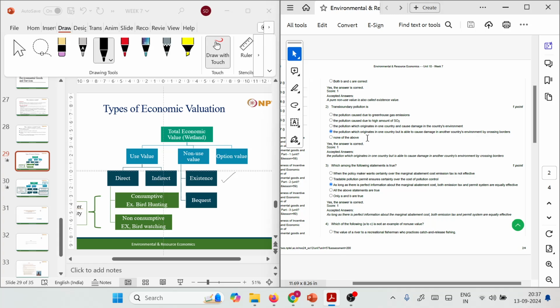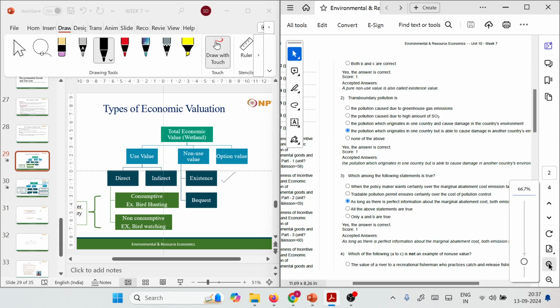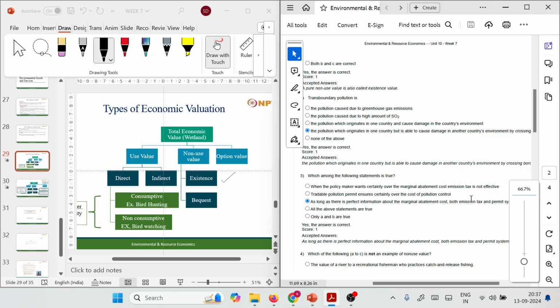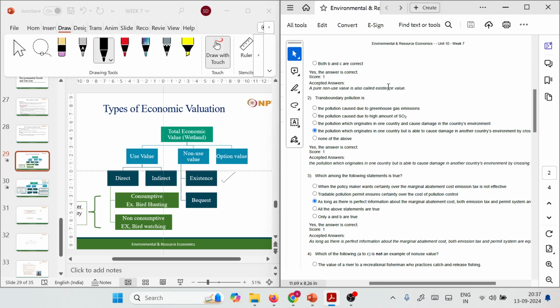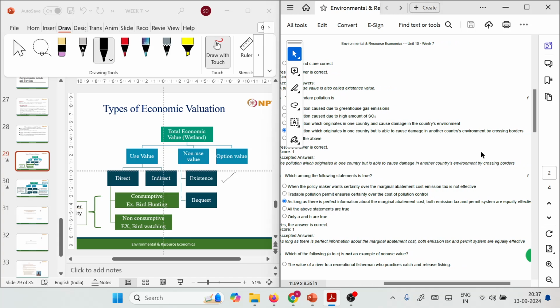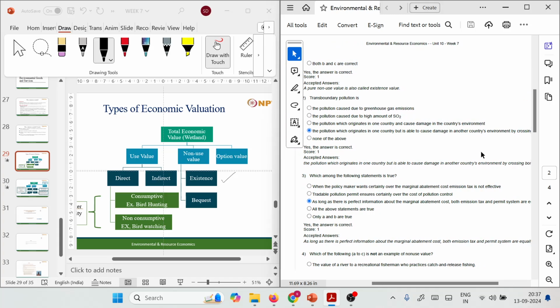Now, in the second question, we are asked: transboundary pollution is pollution caused by greenhouse emission, pollution caused due to SO2, pollution which originates in one country and causes damage to the other country's environment. Pollution which originates in one country but is able to cause damage in another country's environment by crossing borders.